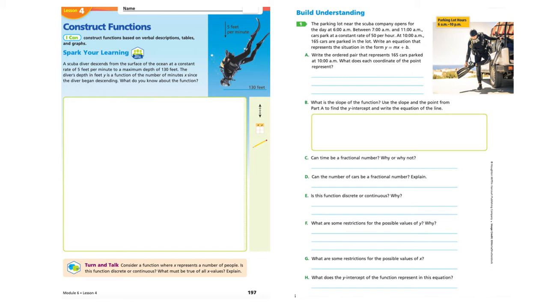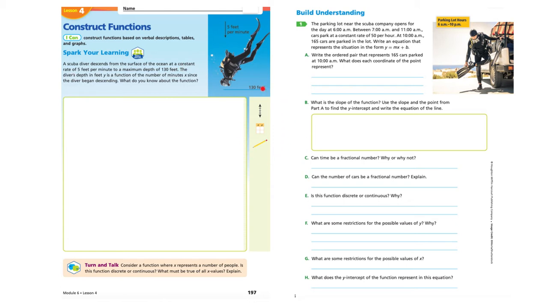A scuba diver descends from the surface of the ocean at a constant rate of 5 feet per minute to a maximum depth of 130 feet. The diver's depth in feet y is a function of the number of minutes x since the diver began descending. And they tell you that it's a constant rate, so that helps you know some things. What do you know about the function?